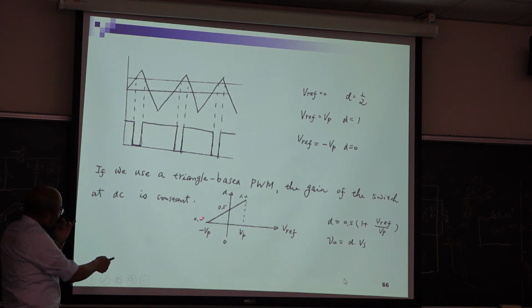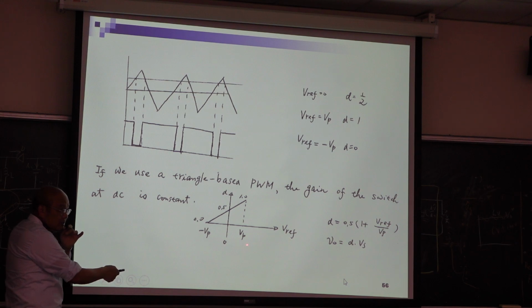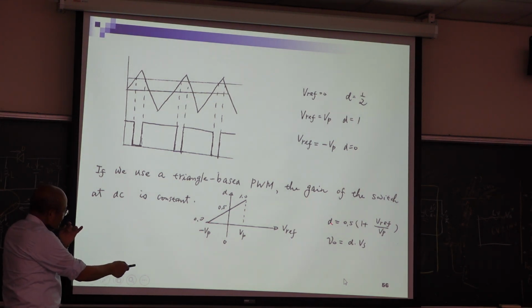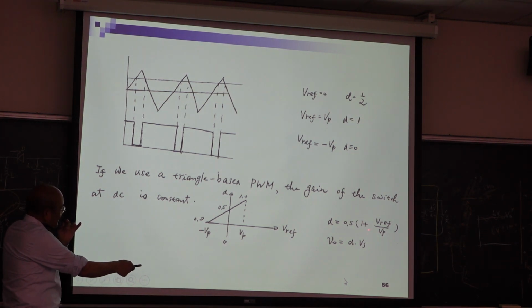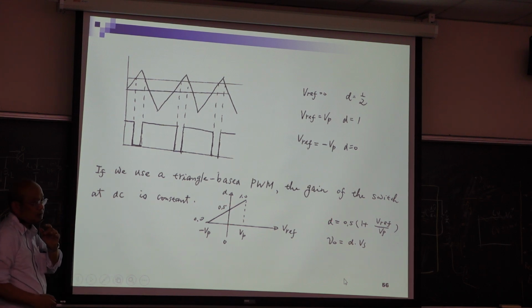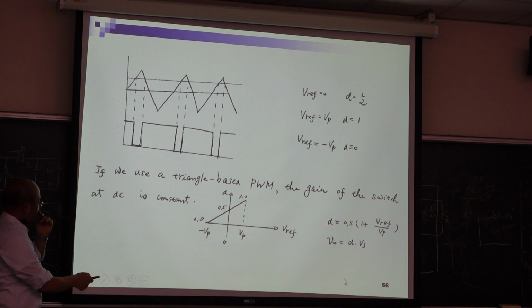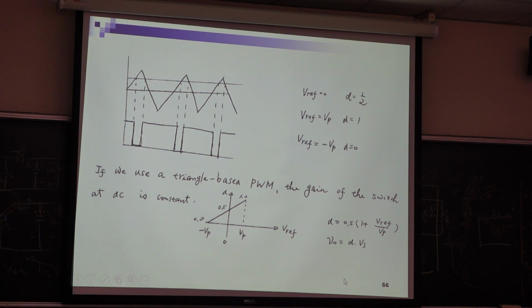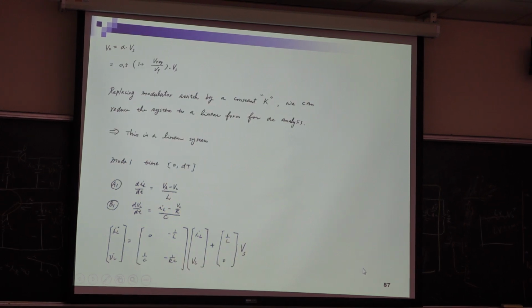So duty should be from 0 to 1, but the error is from minus VP to VP. So we have to use this relationship to make sure that the error from minus VP to VP maps to a duty from 0 to 1. So we call this a level shift.